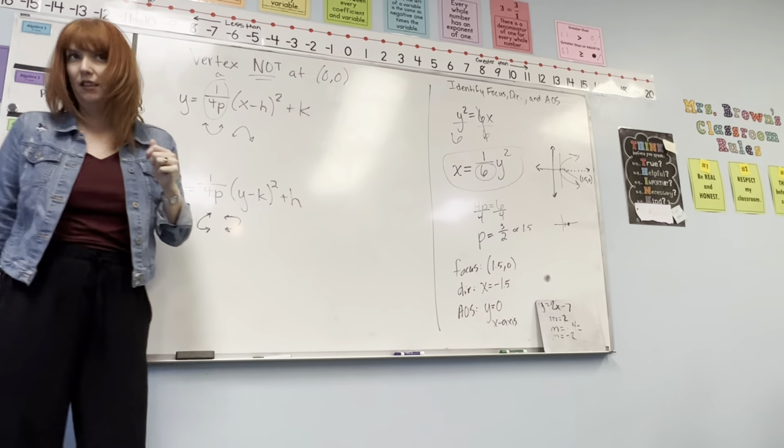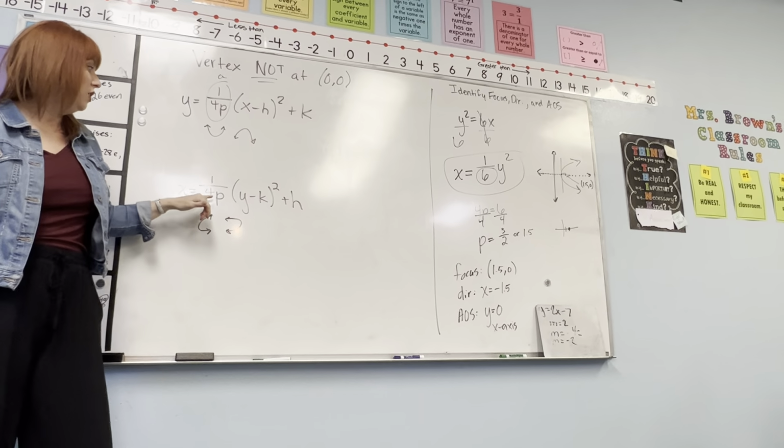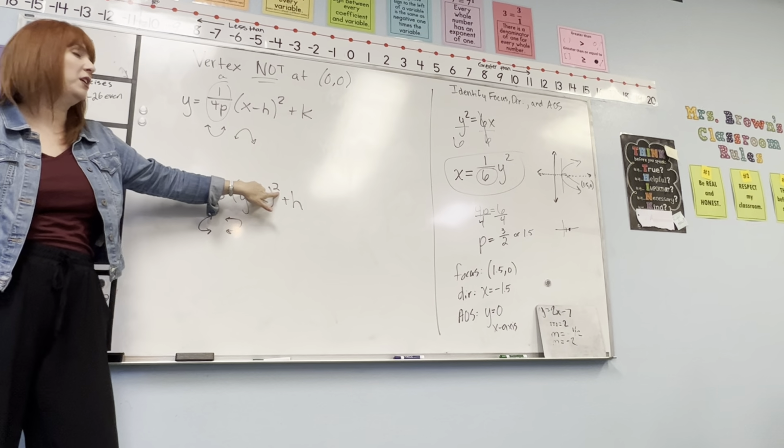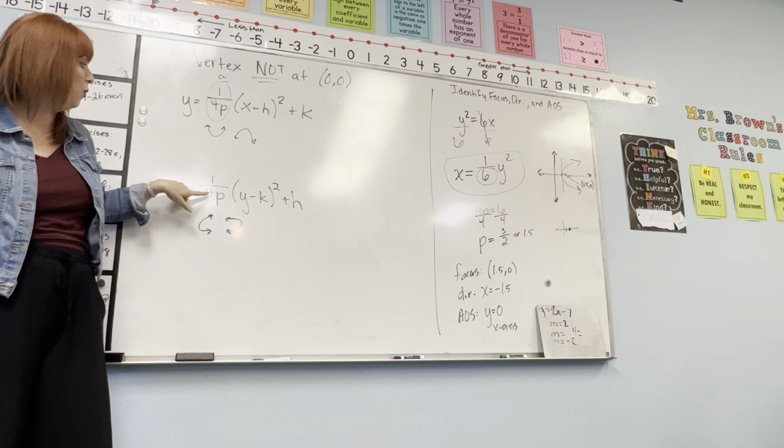So would you have to distribute p? No, because it has a squared here, you can't distribute. You just keep it with the 4p underneath, as a fraction.